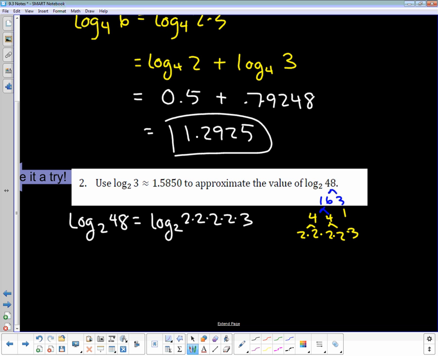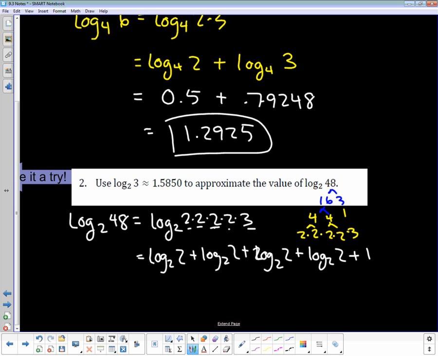Now, what happens here is that you've got a lot of these logarithms strung together. You've got the log base 2 of 2 for that one, then another log base 2 of 2 for that one, then another log base 2 of 2 for that one, one more log base 2 of 2, and then finally the log base 2 of 3.